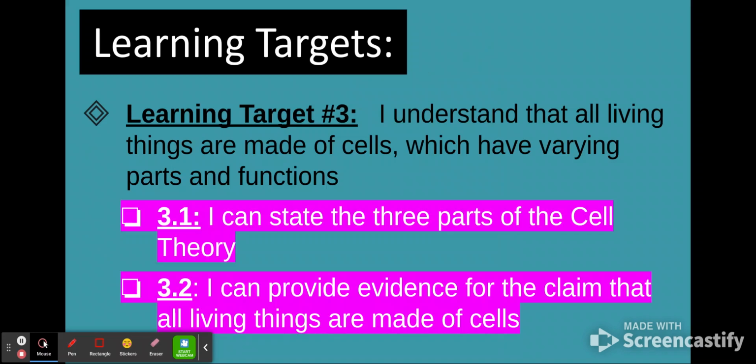So our learning targets, which you can highlight, these are the things you're responsible for: stating the 3 parts of the cell theory and providing evidence for the claim that all living things are made of cells.